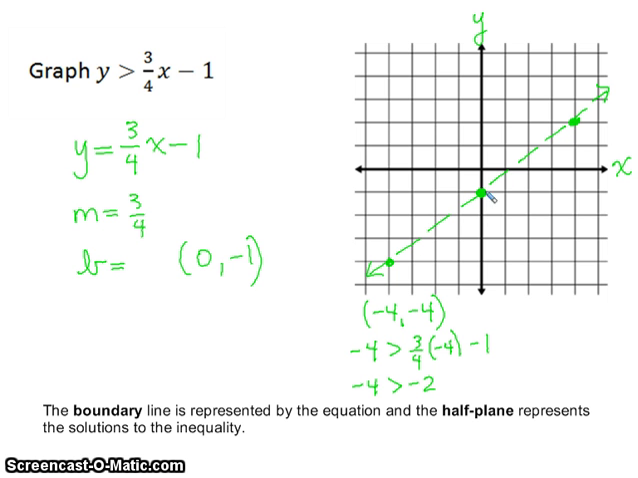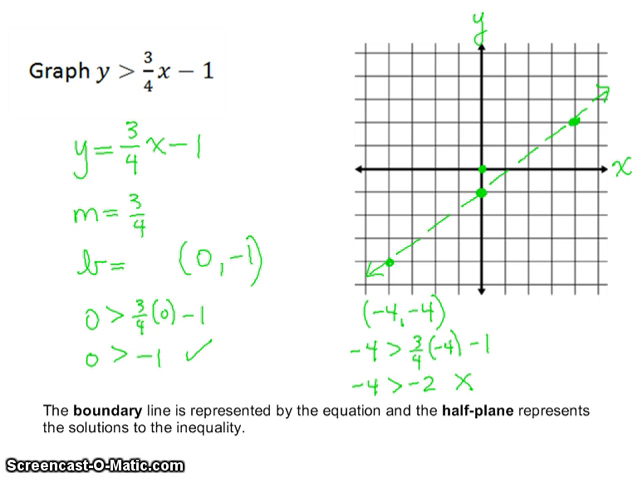So when it's a dashed line, those points are not part of the solution set, but they help us identify which half plane represents the solution set, or all the ordered pairs that fit x and y. So when we do this, we want to choose a point, and like I said in the previous example, (0, 0) is always a good choice. So if I substitute (0, 0) into the inequality, 0 is greater than 3/4 times 0 minus 1, that gives us 0 is greater than -1, and that is a true statement right here.